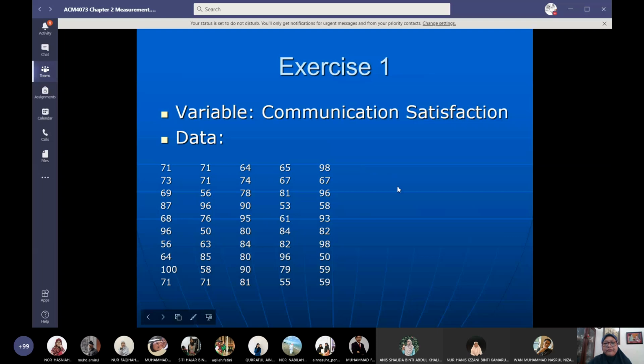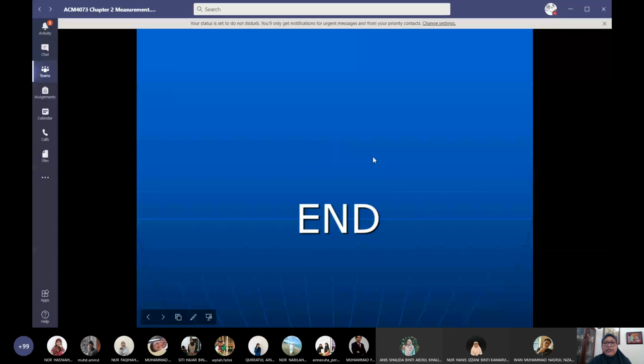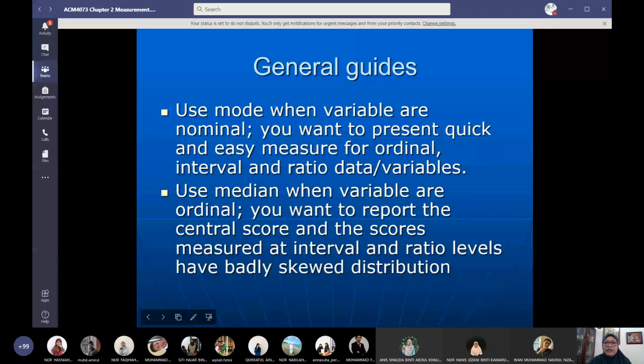So with that, we finish our second chapter. This is a general guide. Use mode when variables are nominal, when you want to present a quick and easy measure for ordinal, interval, and ratio data. Use median when variables are ordinal, or you want to report the central score and the scores measured at interval and ratio level have a badly skewed distribution. So not everything can be done in mode or median, but I will not use this for our assignment. The assignment will be only descriptive. Descriptive means frequencies and percentages. Okay, with that, thank you so much for listening to the slides.